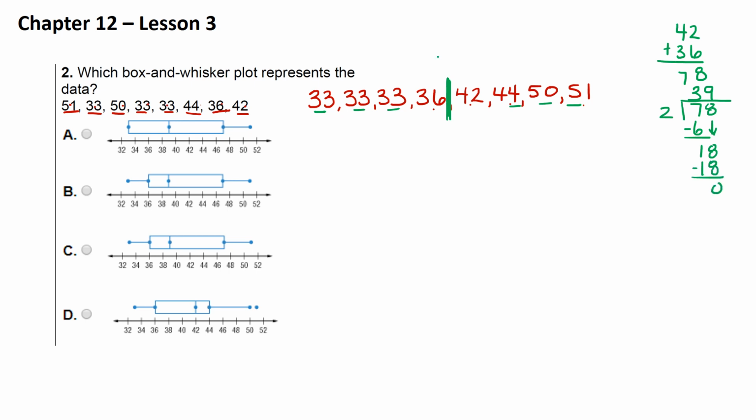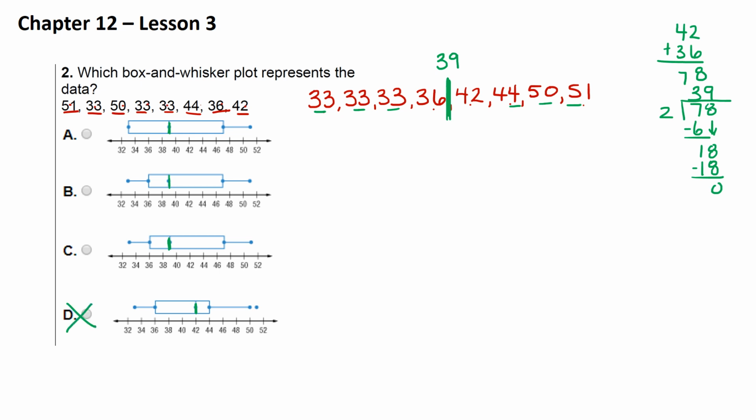Equals 39. So my median number is 39. So I need to look for a graph that has 39 as my median. A has 39 as a median. B has 39 as a median. C has 39 as a median. But D has 42 as a median. So I can eliminate that as one of my answer choices.